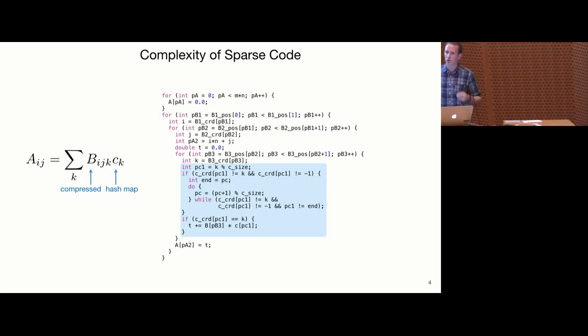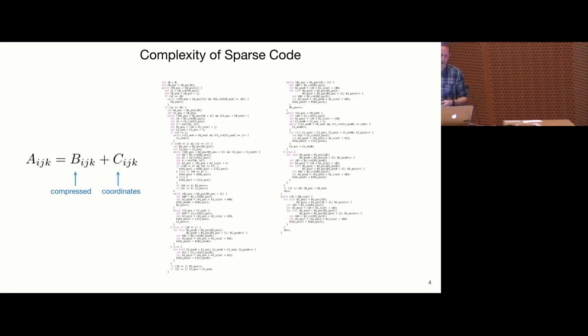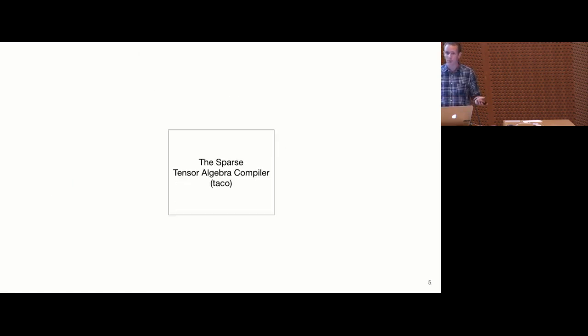So it becomes hard to keep track and implement all these different variants. And if you want to add, say, a three-dimensional tensor to another three-dimensional tensor, and one is stored compressed and the other one is stored in coordinate format, you have to write this code where you enumerate different cases. And it gets pretty hard pretty quick to write this code. So we're going to generate it. We're going to generate it with a compiler. We call it the Sparse Tensor Algebra Compiler, which we abbreviate to TACO, which is Tensor Algebra Compiler.